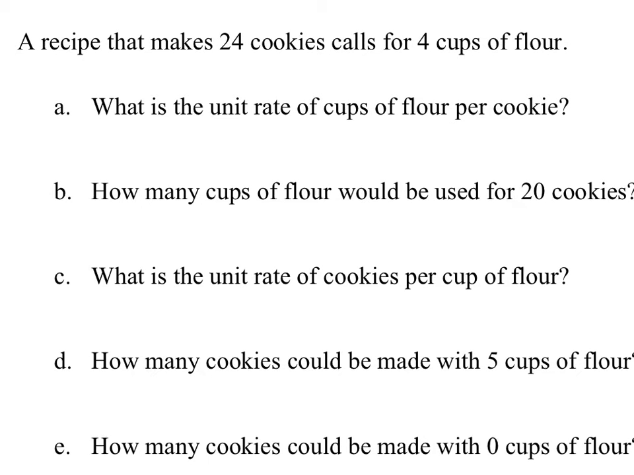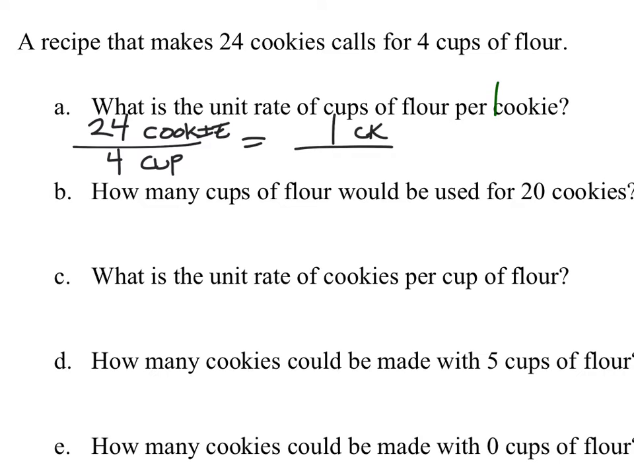So this first one, we're comparing two things. We got some cookies, and we got some cups of flour. And right up in here, it says you got 24 cookies with 4 cups of flour. Now we got to be careful and look at what it's asking for. It says that it wants to know what the unit rate of cups of flour per 1 cookie is. So when we compare this to an equivalent ratio, we want to compare this to 1 cookie up in here. And we'll figure out how many cups there is.